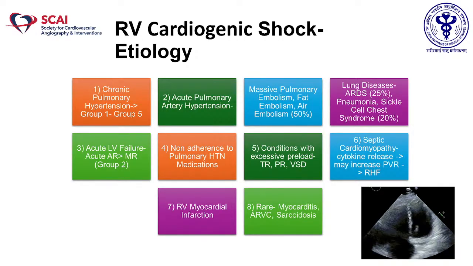It has also been suggested that septic cardiomyopathy, because of the cytokine storm, can lead to pulmonary vasoconstriction and cause a right heart failure. And RV myocardial infarction, as we know, and rare causes like myocarditis, arrhythmogenic right ventricular dysplasia, sarcoidosis, etc.